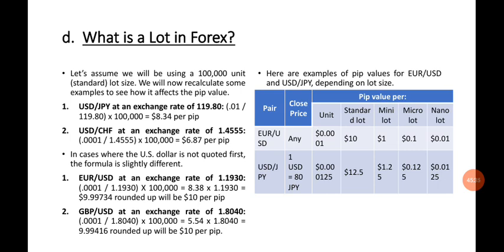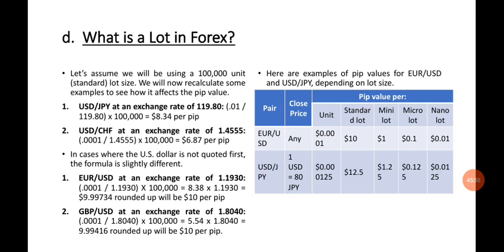Also, for United States dollar Swiss franc at an exchange rate of 1.4555, our 1 pip move, which is 0.0001, divided by the exchange rate, which is 1.4555, times our unit size, which is 100,000 units or standard lot size, will now give us $6.87 per pip move.